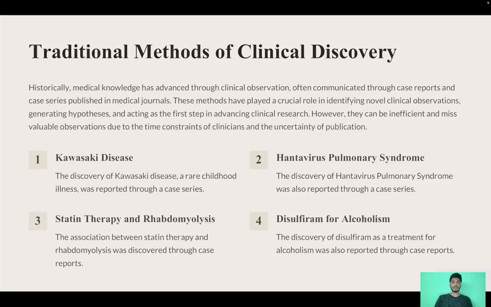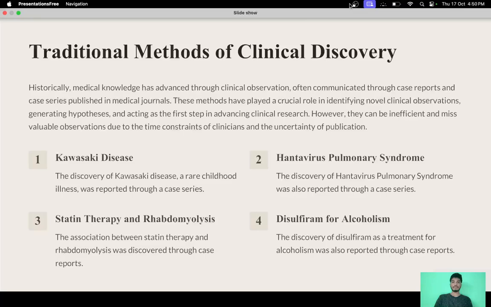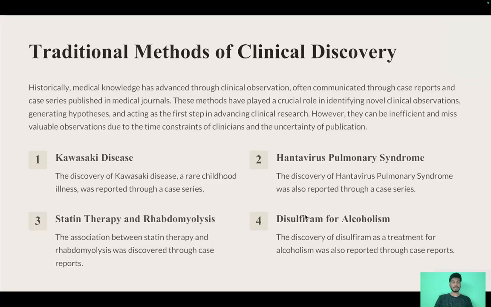The first one is Kawasaki disease, second one is Hantavirus pulmonary syndrome, third is tannin therapy and rhabdomyolysis. Fourth one is disulfiram for alcoholism. These are the four examples that are mentioned in the case series or case reports.